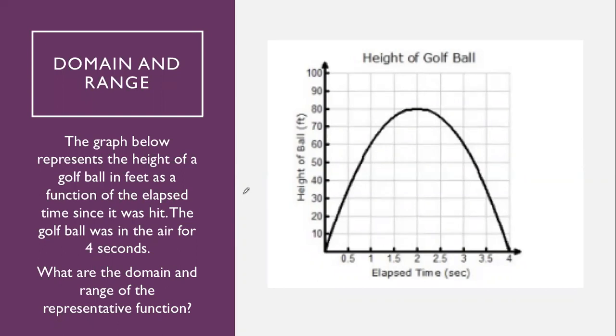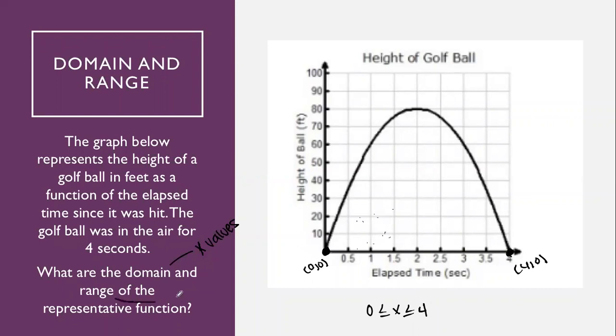So am I going to have any negative anything? No, I'm not going to have negative time. I'm not going to have negative height. So domain are my what values? X values. So what is the lowest X value? 0, because it's at the origin. And what's the highest X value? 4. So my domain would be 0 is less than or equal to X less than or equal to 4. So it started at 0 seconds and it was in the air until 4 seconds and it hit the ground.